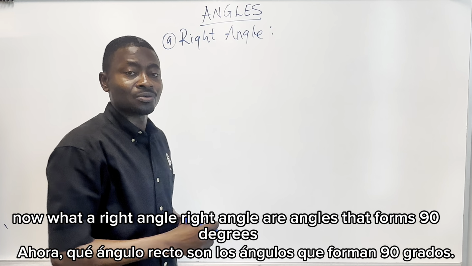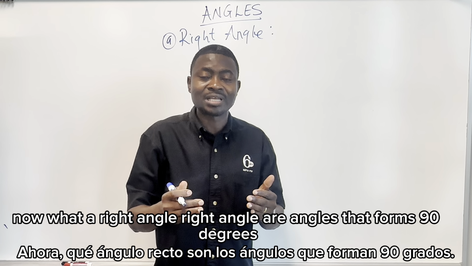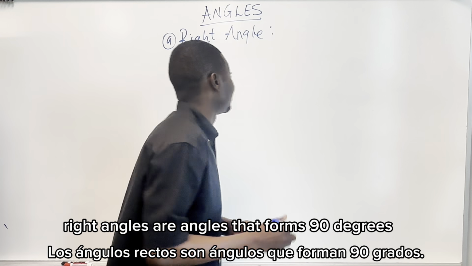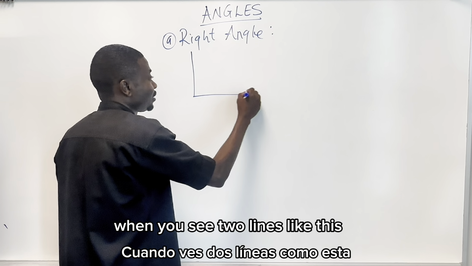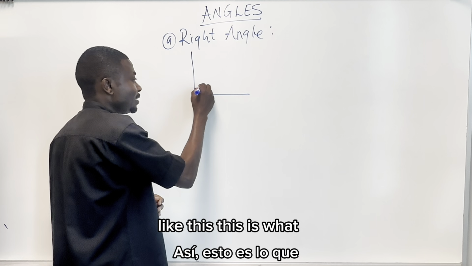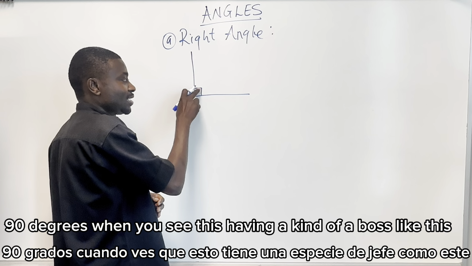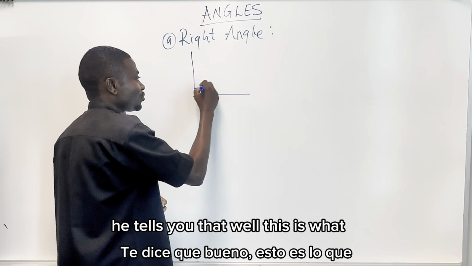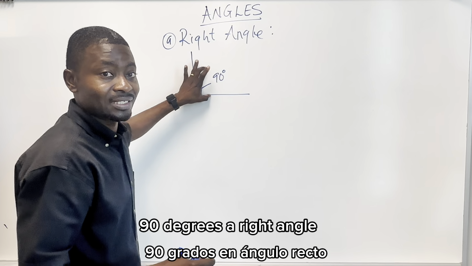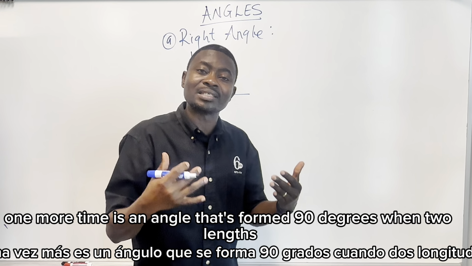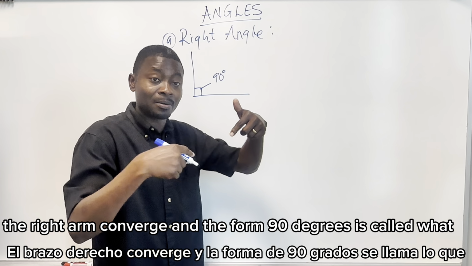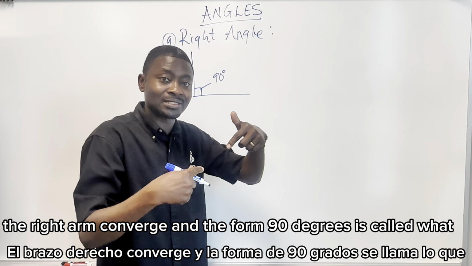Now, what are right angles? Right angles are angles that form 90 degrees. For instance, when you see two lines like this with a very sharp point of convergence, that is 90 degrees. When you see a little box like this, it tells you that this is 90 degrees. So an angle like this is 90 degrees. A right angle, one more time, is an angle that forms 90 degrees when two lines converge.